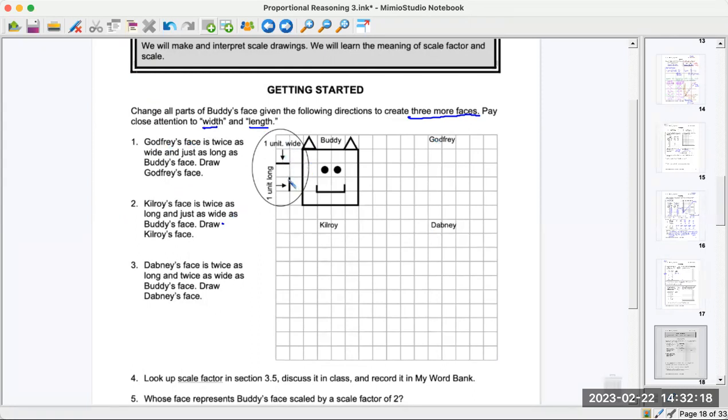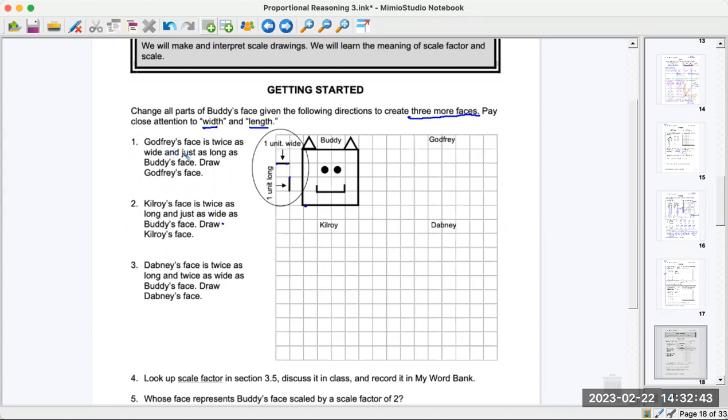Let's look here. Here's your length. It's vertical. Each one square is 1 unit, so each one square is 1 unit in length. Width is horizontal. So that's also from here to here. Each little square is 1 unit. Okay, so this right here is your width. This is your length. Vertical length, horizontal width.